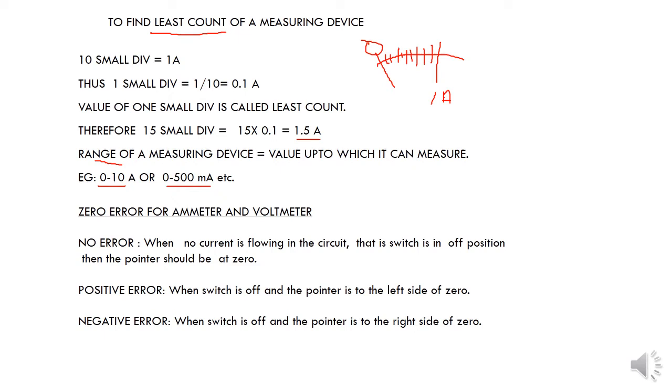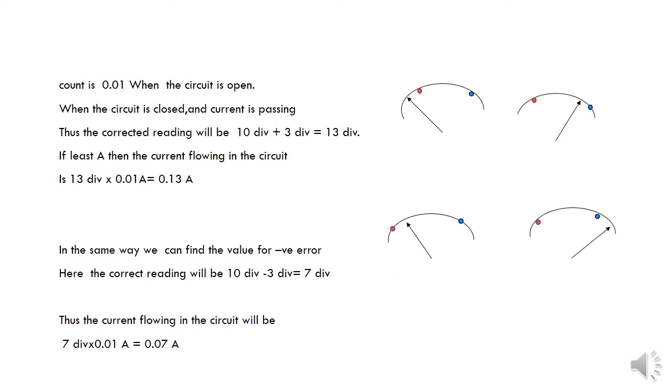And if the pointer is not at the 0, it is either on the left side of the 0 or on the right side of the 0, then it is called positive error or negative error. In the next part I will try to explain what is positive error and negative error. Now let us try to understand the positive and negative error of a device.